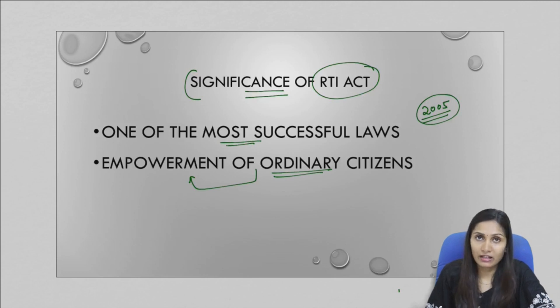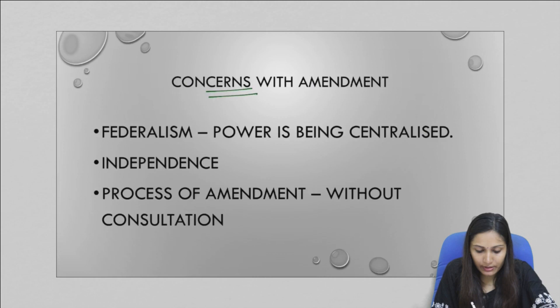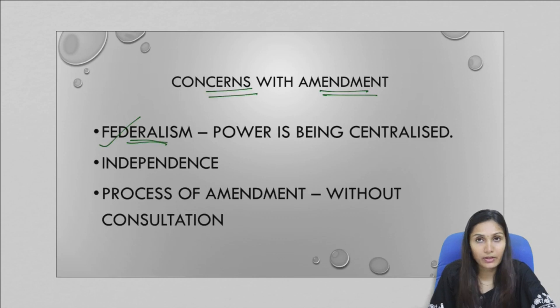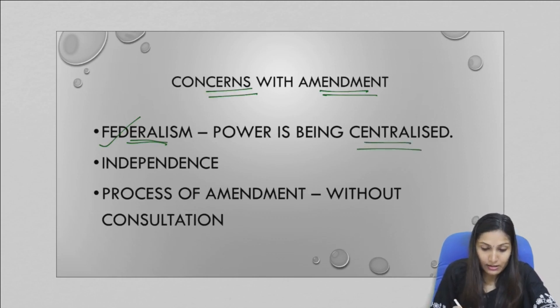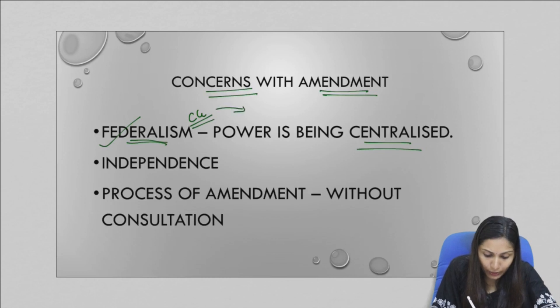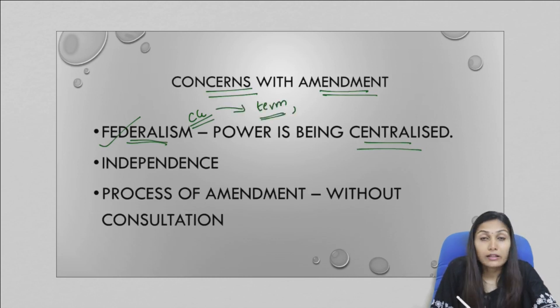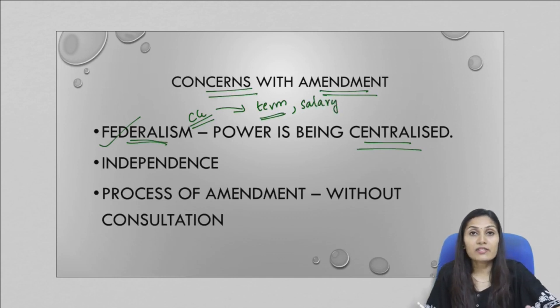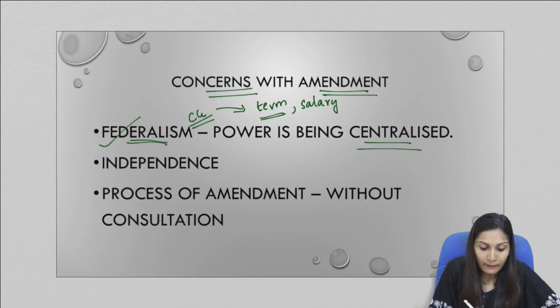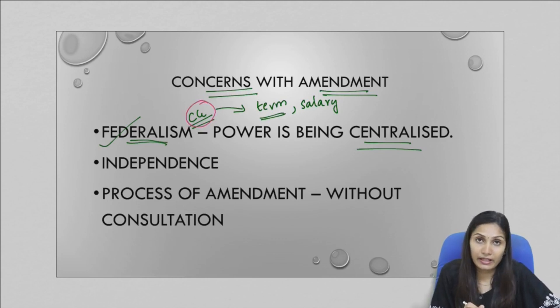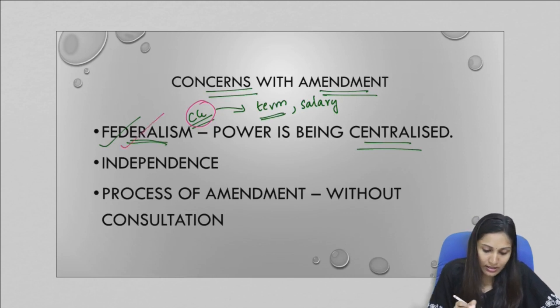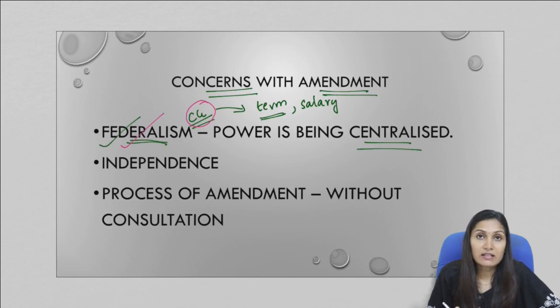Now, if we discuss the concerns with the recent amendment, the first concern is that it will negatively impact the federalism of the country. Power will be centralized. Now the central government will get the authority to fix the term of the information commissioners and also to fix the salary, allowances and terms of service of the information commissioners. So here the role of the state governments will be diluted, and this will have a negative impact on the federal character of Indian democracy. So this is one concern regarding the recent proposed amendment.